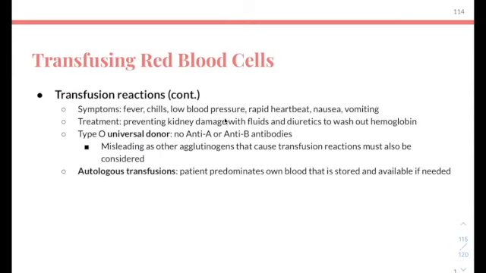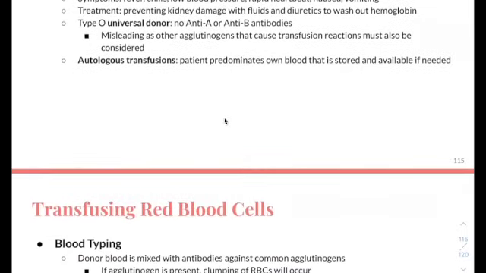So autologous transfusions is when patients donate their own blood and it is stored and available when needed. So some people like to store their own blood for later use. That's kind of what this describes.